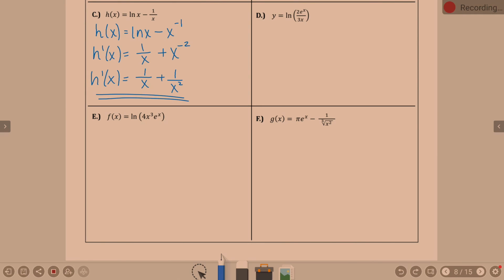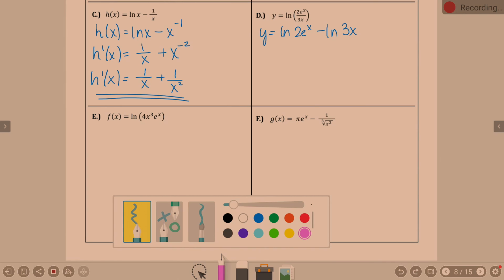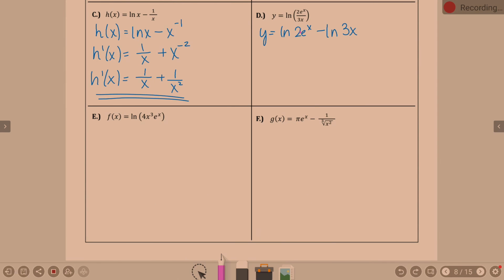Division within a log can be rewritten as subtraction. It's a natural log of 2e to the x minus the natural log of 3x. Now, technically, if you catch it, there's still multiplication in both of these. This is 2 times e to the x. This is 3 times x. We can split them up again.